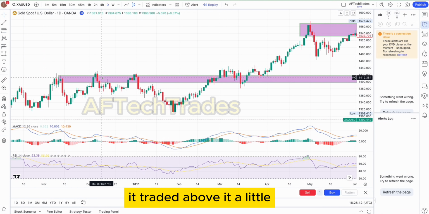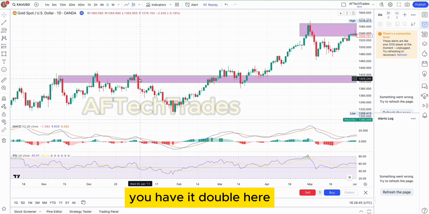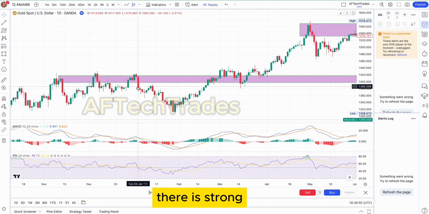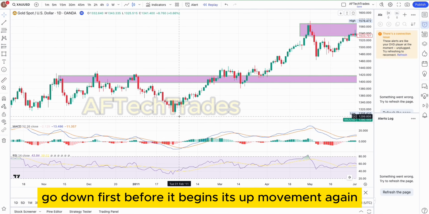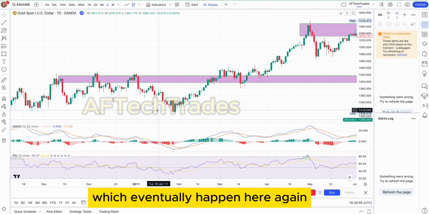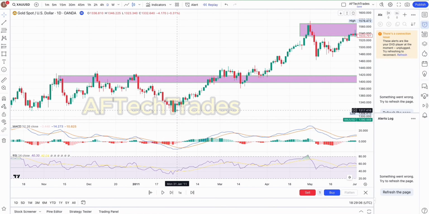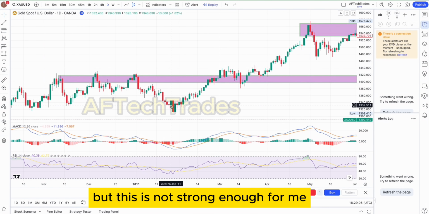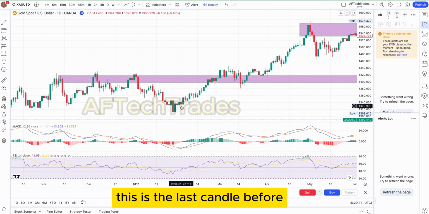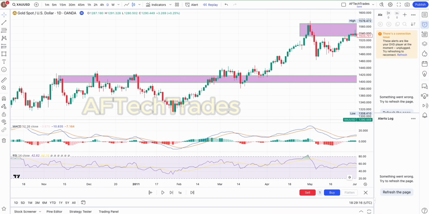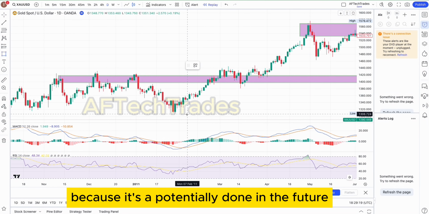It traded above it a little, they came back, you have it double here. So if I look at this, it is a triple now, 1, 2, 3. There is a strong indication that this would rather go down first before it begins its up movement again, which eventually happened here. Again, this might also be falling into another zone, a turning zone here, but this is not strong enough for me. This is the last candle before the movement upward. I'll put another box there because it's a potential region in the future.